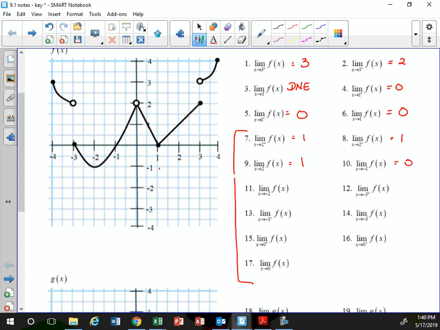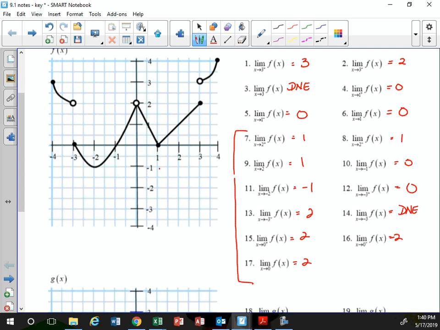0. Good. 11, x approaches -2. -1. Good. -3 from the right. 0. -3 from the left. 2. Is that right? 2, yes. And as x approaches -3, does not exist. All right. 0 from the right. 0 from the left. 0. Okay.